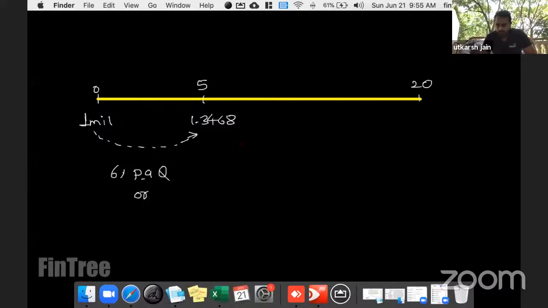Second, clear TVM. 1 is present value. 20 as N, because in 5 years we get 20 quarters. And 1.5 is IY, because 6 is per annum, per quarter it is 1.5. So compute future value. And when you get future value, what you should get is 1.34685.